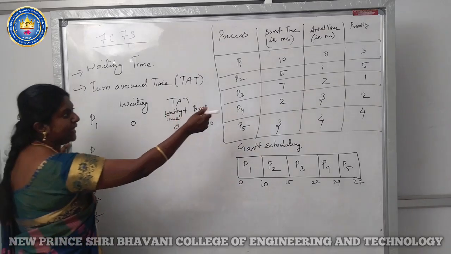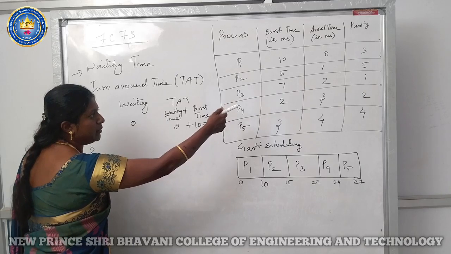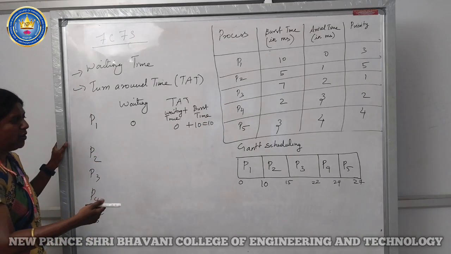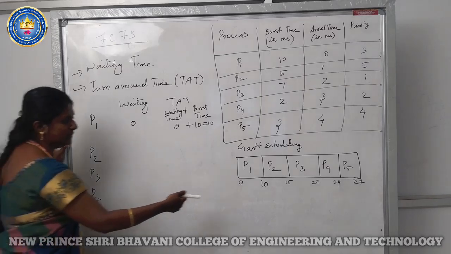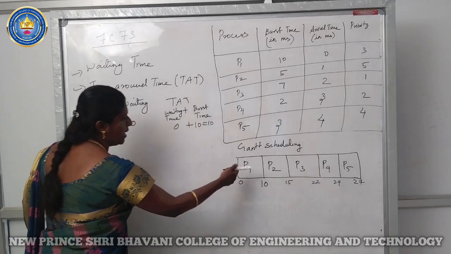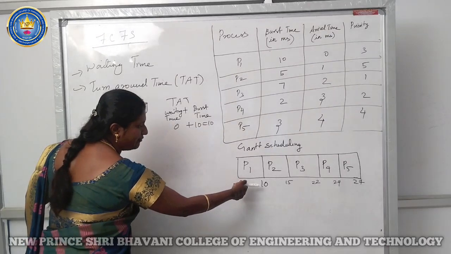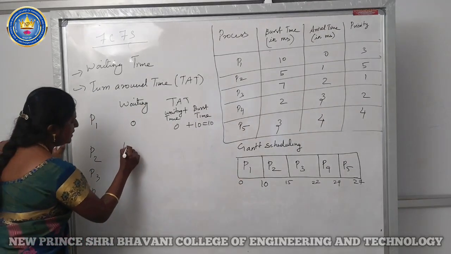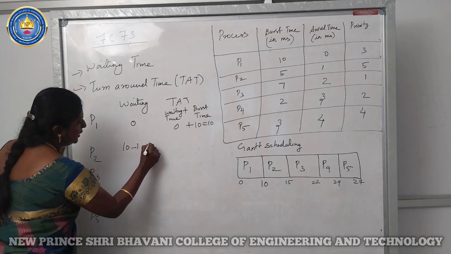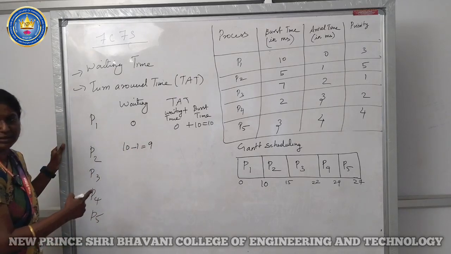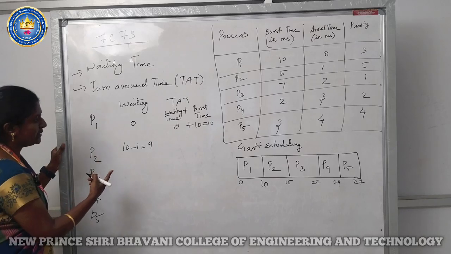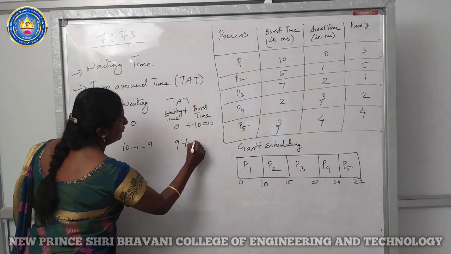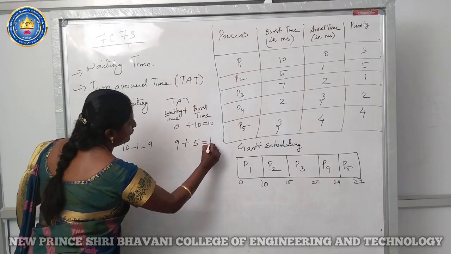For the process P2, we have to calculate the waiting time. The process entered the queue at 1 millisecond, but the CPU is allocated to it only at the time of 10. We can get that value from the Gantt chart. So 10 minus 1 equals 9. So the waiting time for P2 is 9. The turnaround time is 9 plus 5, which is 14.